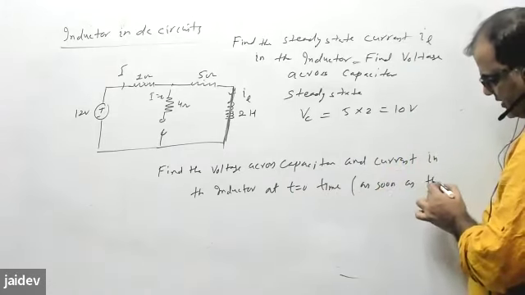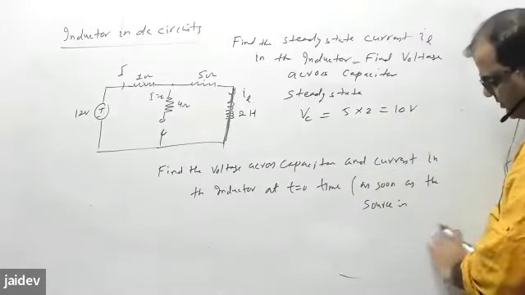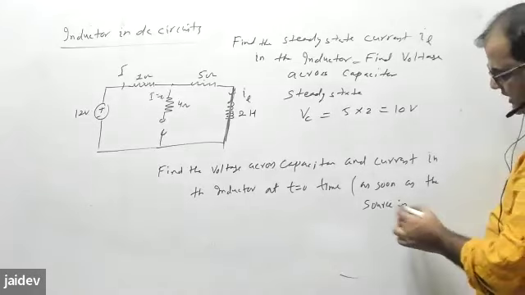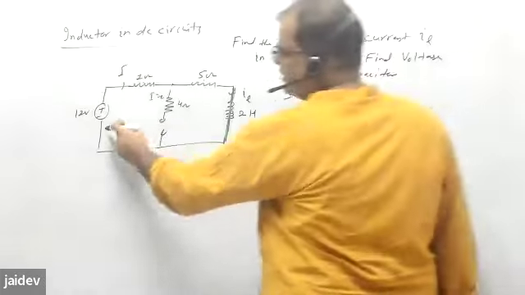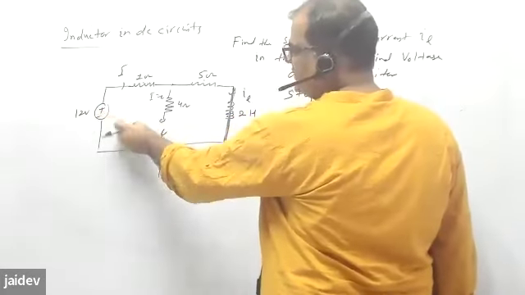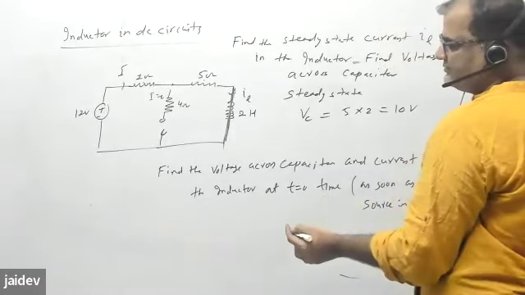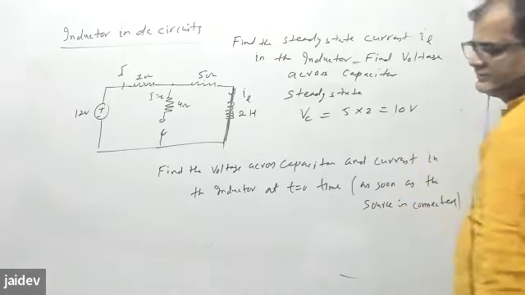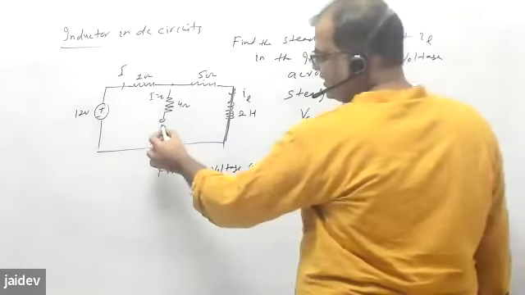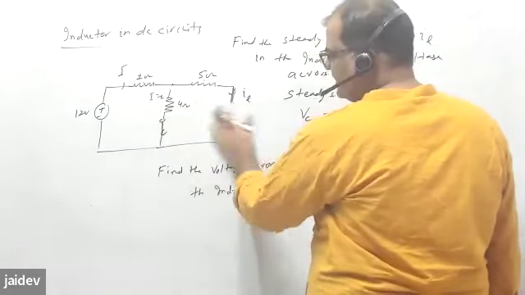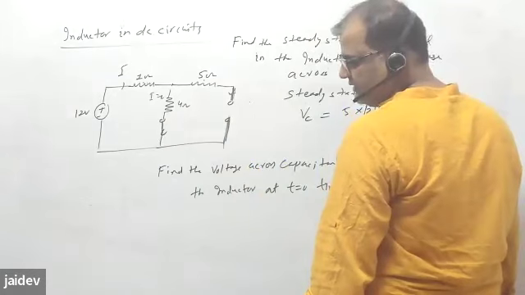as soon as the source is connected in the circuit. Suppose the source is not there and now I bring the source; immediately at that time, what is the current and what is the voltage? Tell me, what is the voltage across the capacitor? The capacitor will behave like a short circuit, and the inductor will behave like an open circuit at t equal to zero time.